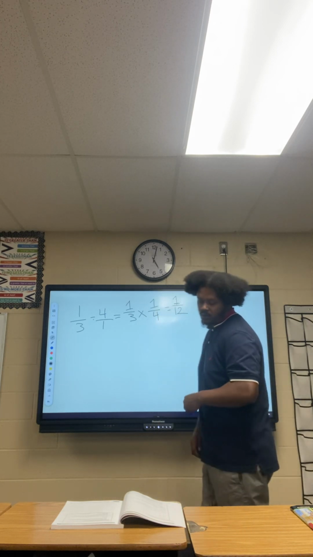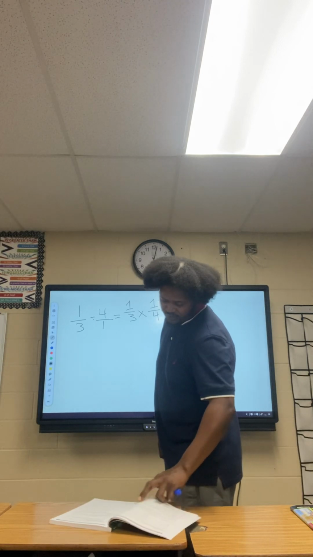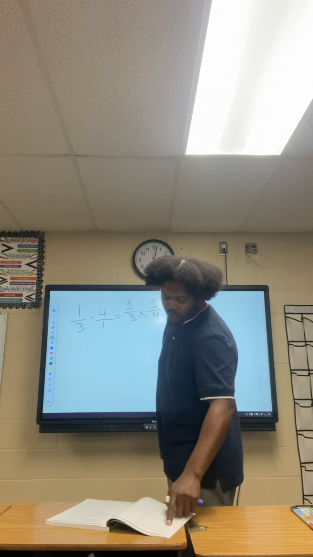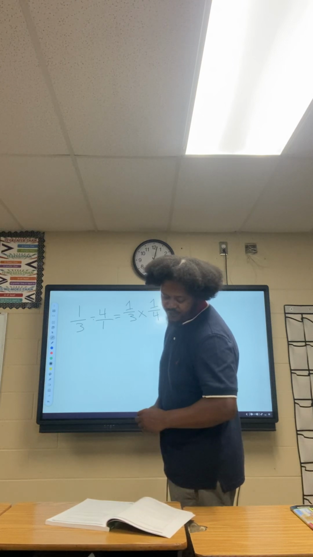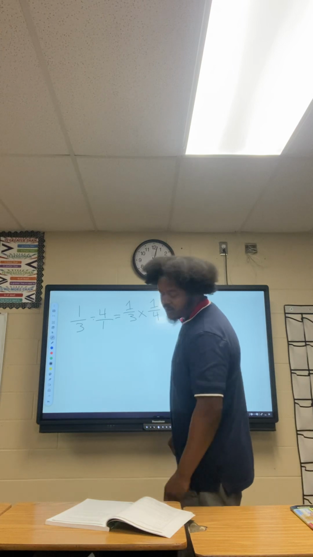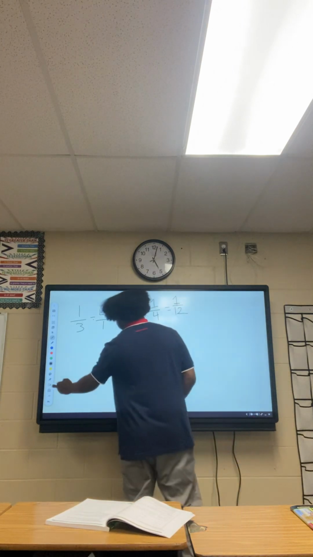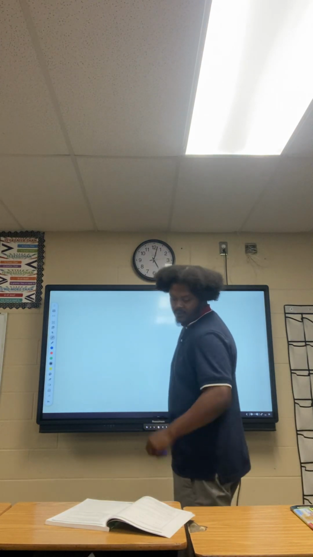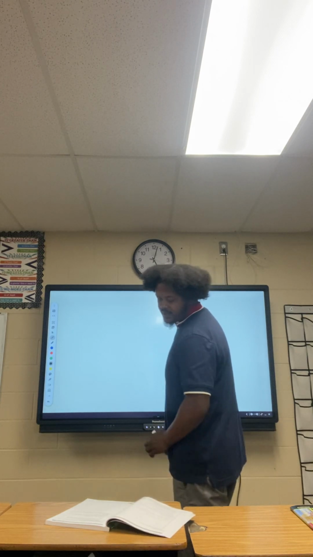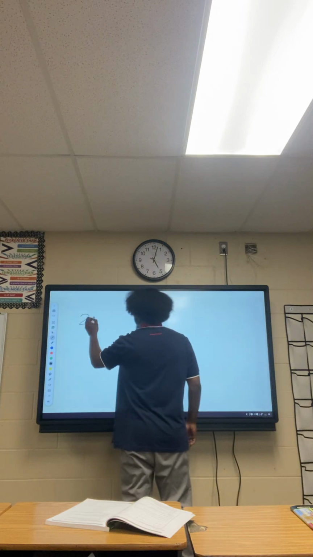I'm gonna go over one more. Let me find one that looks a bit difficult. So if we look at number 3C, we have an improper fraction to start off. So we're dividing an improper fraction by a whole number. So pay attention. Number 3C says 20 over 6 divided by 2.